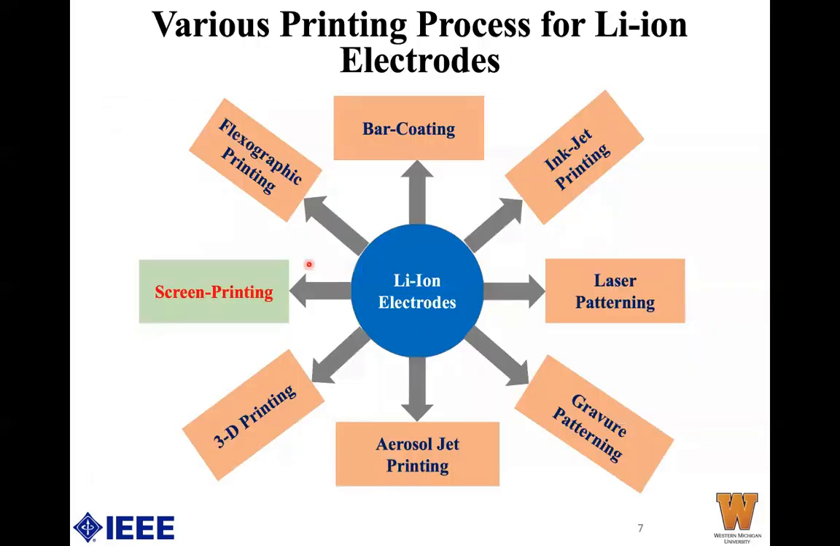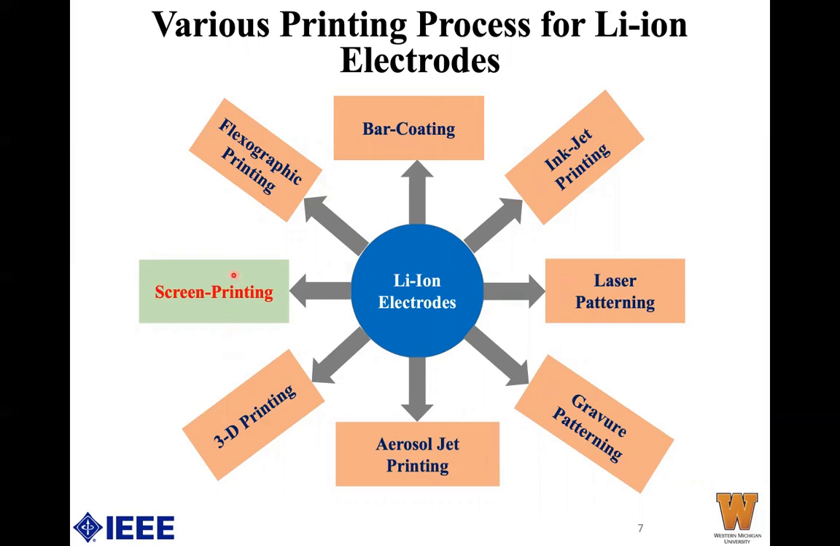This slide shows us the various printing processes that are currently out there for fabricating lithium-ion electrodes, ranging from bar coating, inkjet printing, laser patterning of the electrodes, gravure printing, aerosol jet printing, 3D printing, screen printing, and flexographic printing.